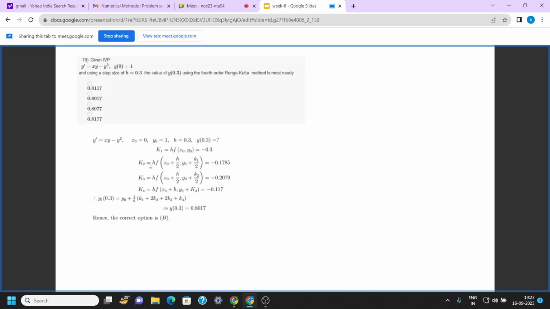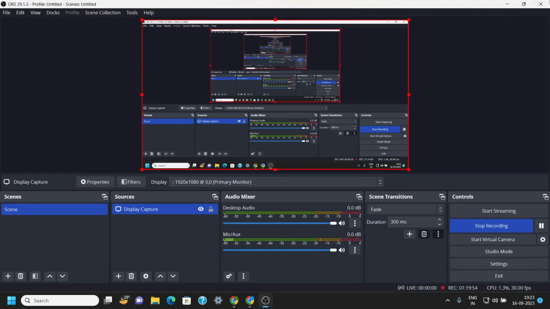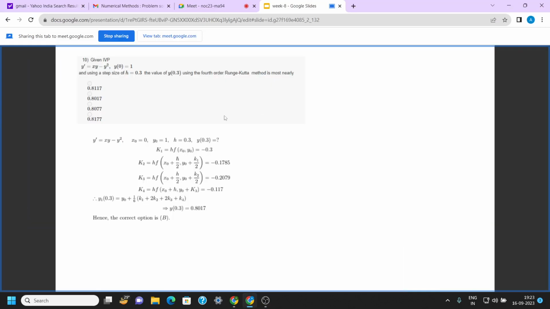So for the Runge-Kutta method, you first need k1. So what is k1? K1 is equal to h times f of x naught comma y naught. Here x naught is 0 and y naught is 1, and this is our f of x comma y, that is xy minus y square. So in place of x naught substitute 0 and in place of y naught substitute 1. What you'll get is minus 1. And here h is 0.3, so you'll get minus 0.3. So k1 is minus 0.3.